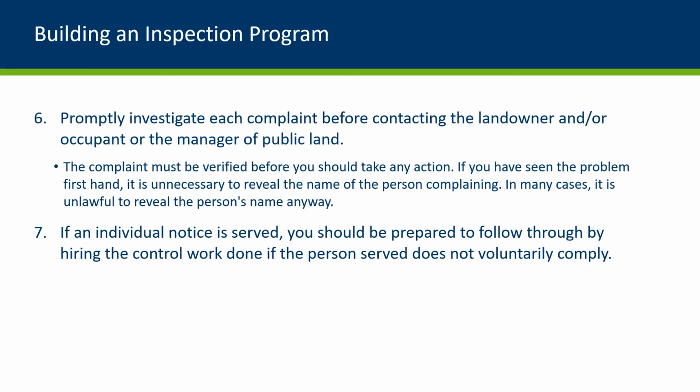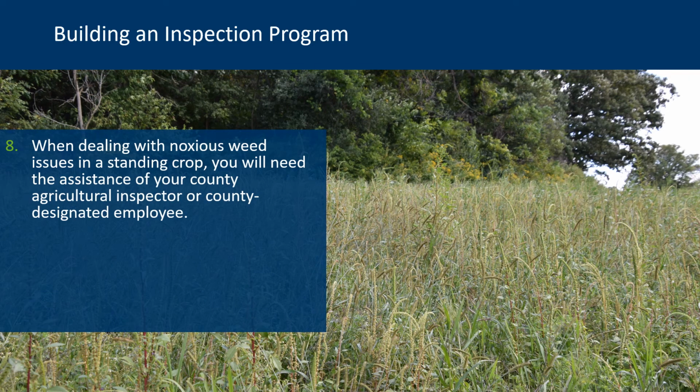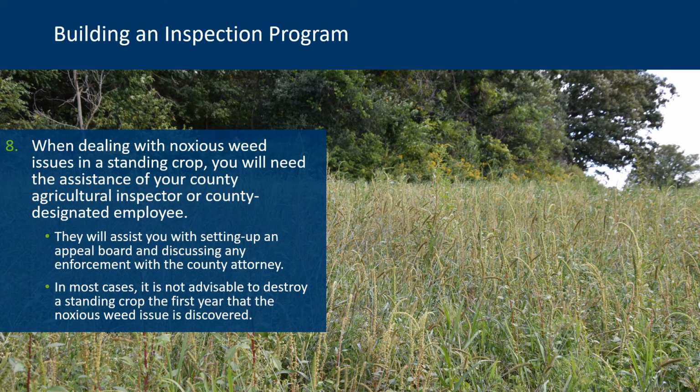Voluntary compliance is the number one goal of the noxious weed law. If compliance is not being met, then further action under the noxious weed law may be taken. In a standing crop, such as soybeans, you will need the assistance of your county ag inspector. They will assist you with setting up an appeal board and enforcement with the county attorney. Keep in mind, in most cases, it is not as advisable to destroy a standing crop the first year that a noxious weed issue is discovered.